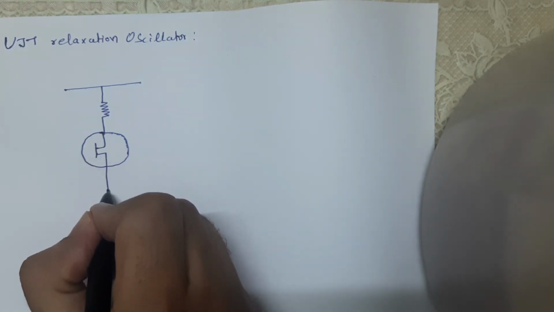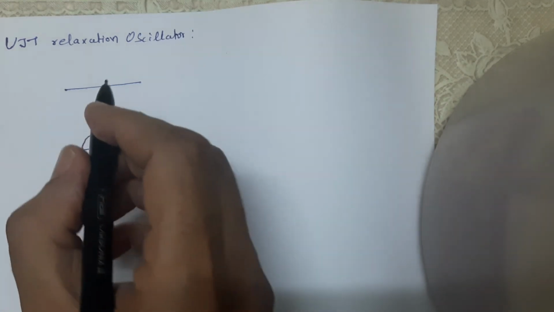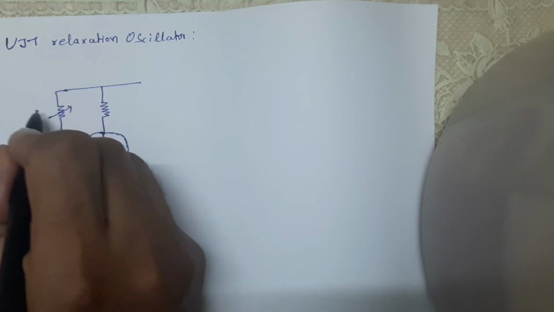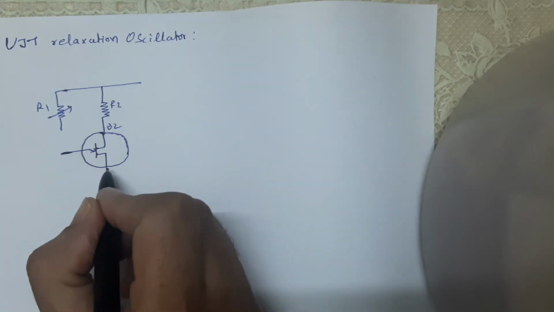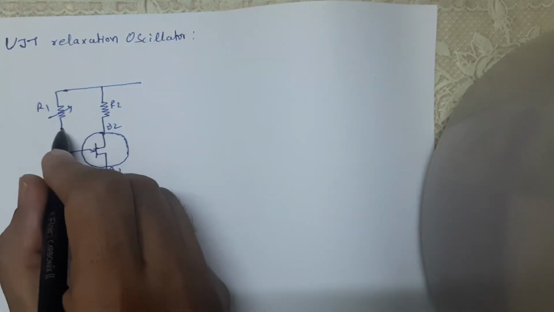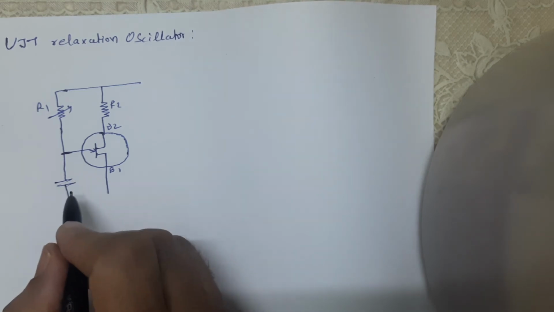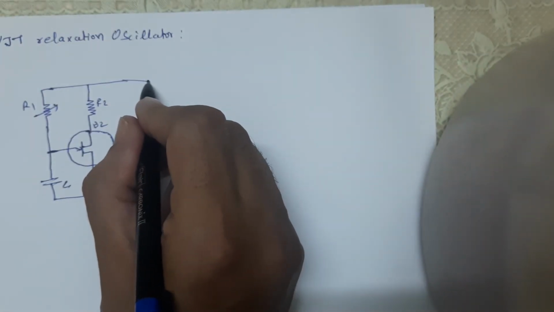Base 1, base 2, emitter. There is a variable resistance R1. This is your R2, base 2, base 1. There is a capacitor and supply VBB.